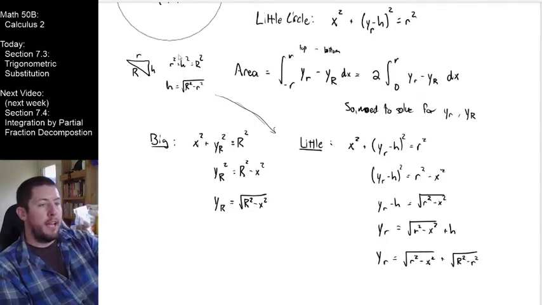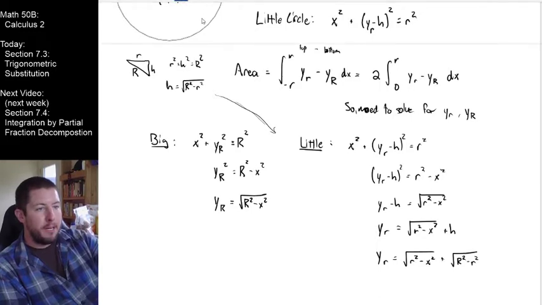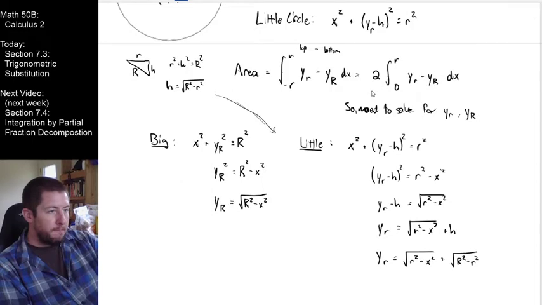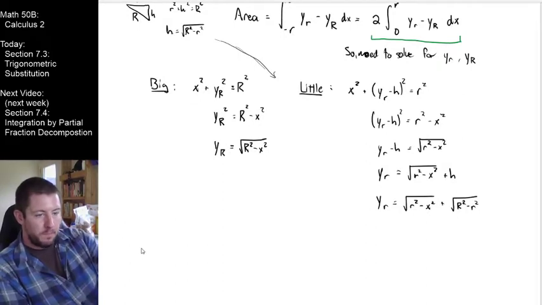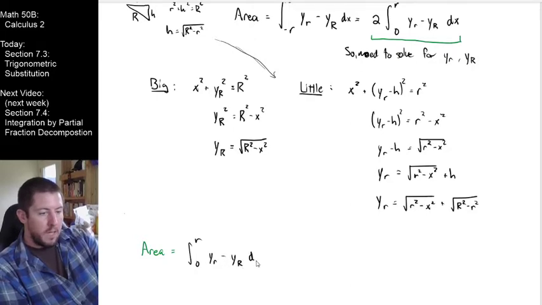So let's go ahead and make that happen here now. I'm just going to identify, just to keep some organizational things here. Now let's go ahead and pick back up with that area expression. So our area, we're saying that we're interested in the integral from 0 to r of y sub little r minus y sub capital R dx.